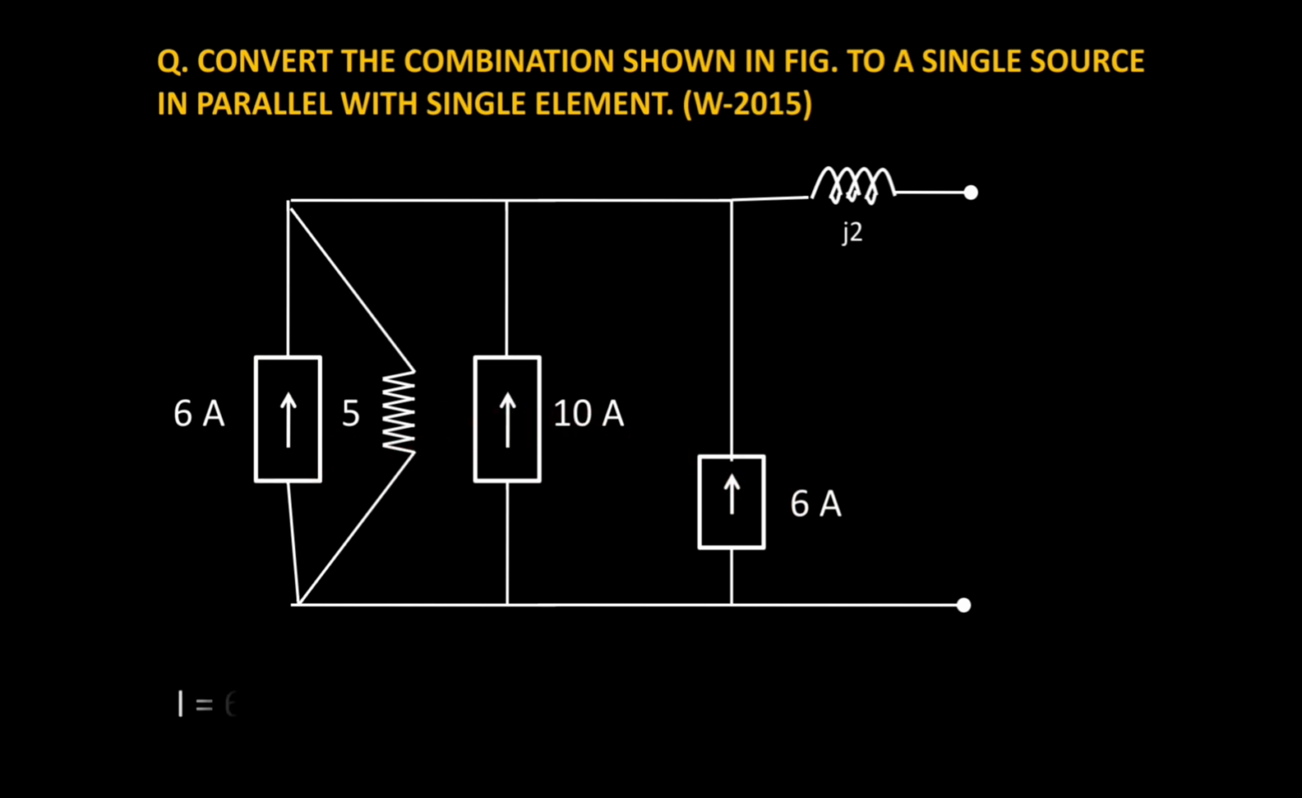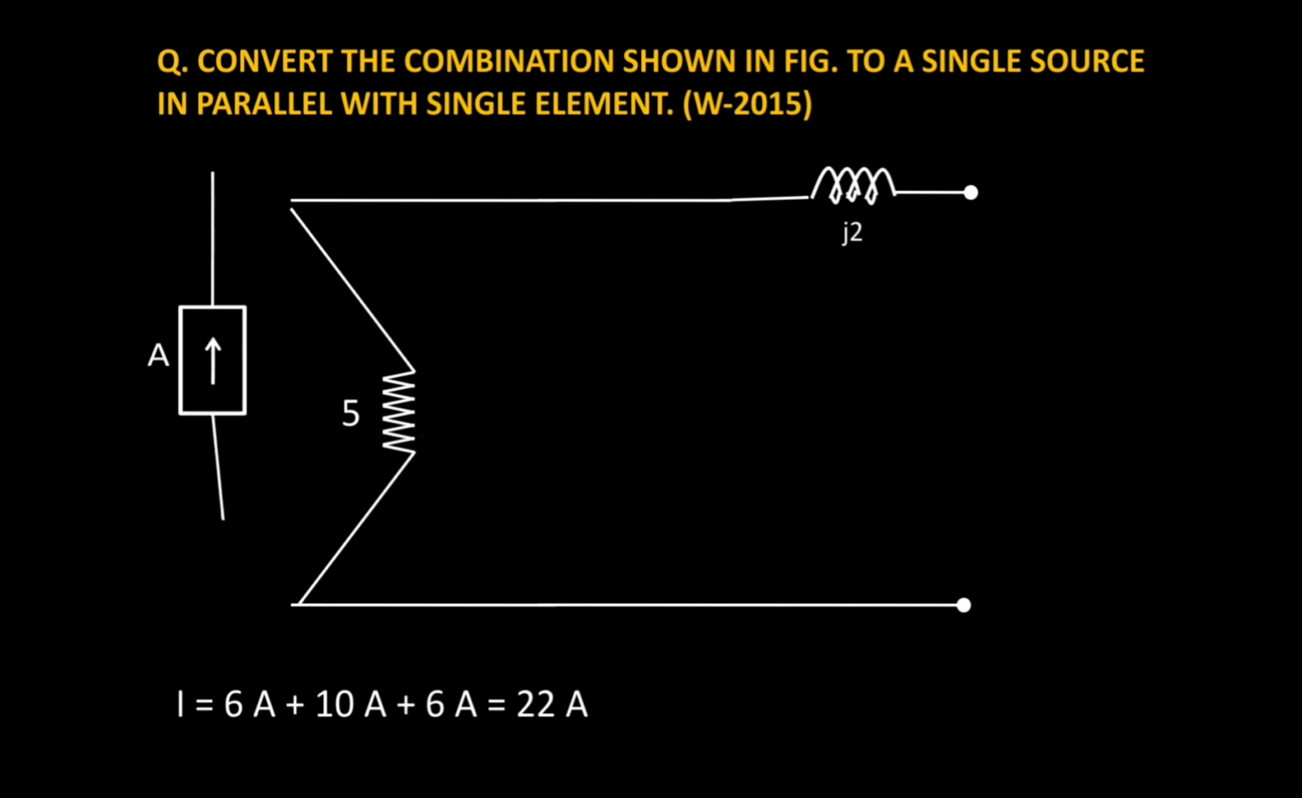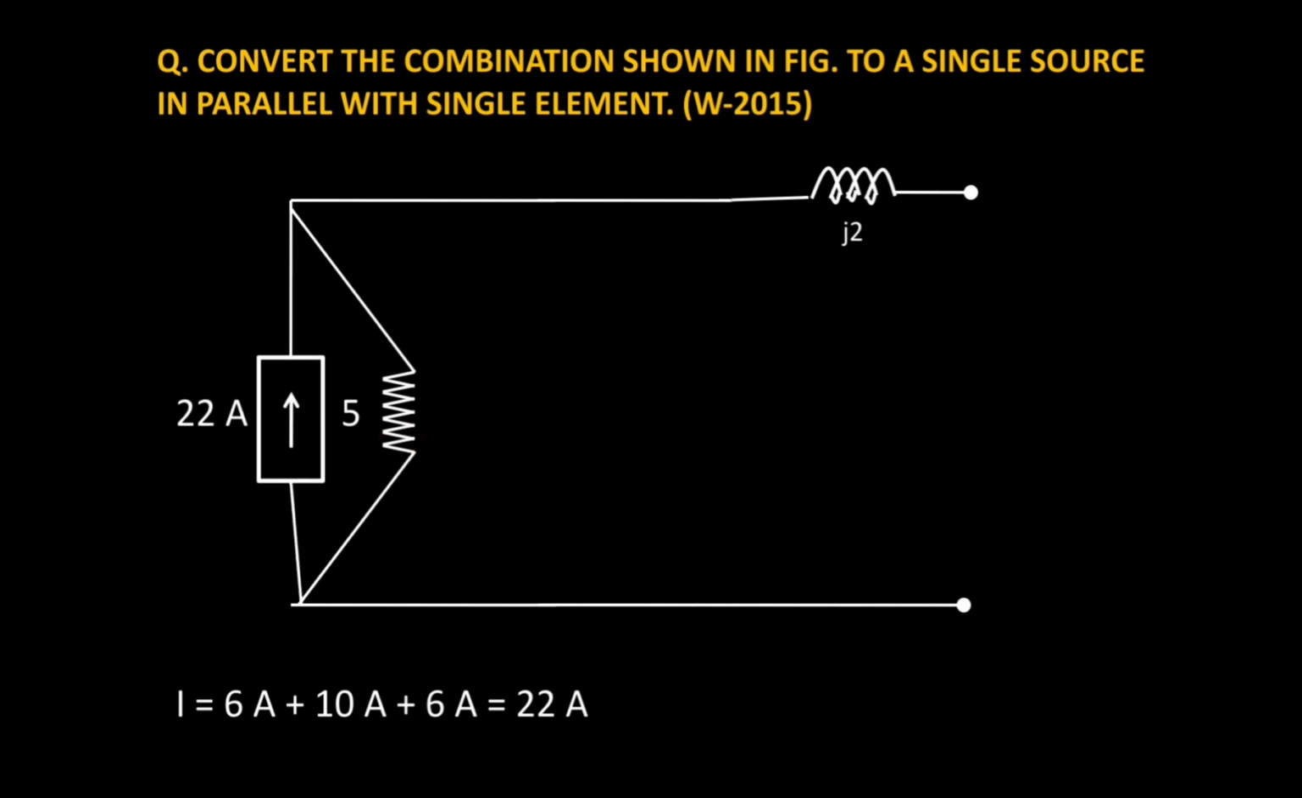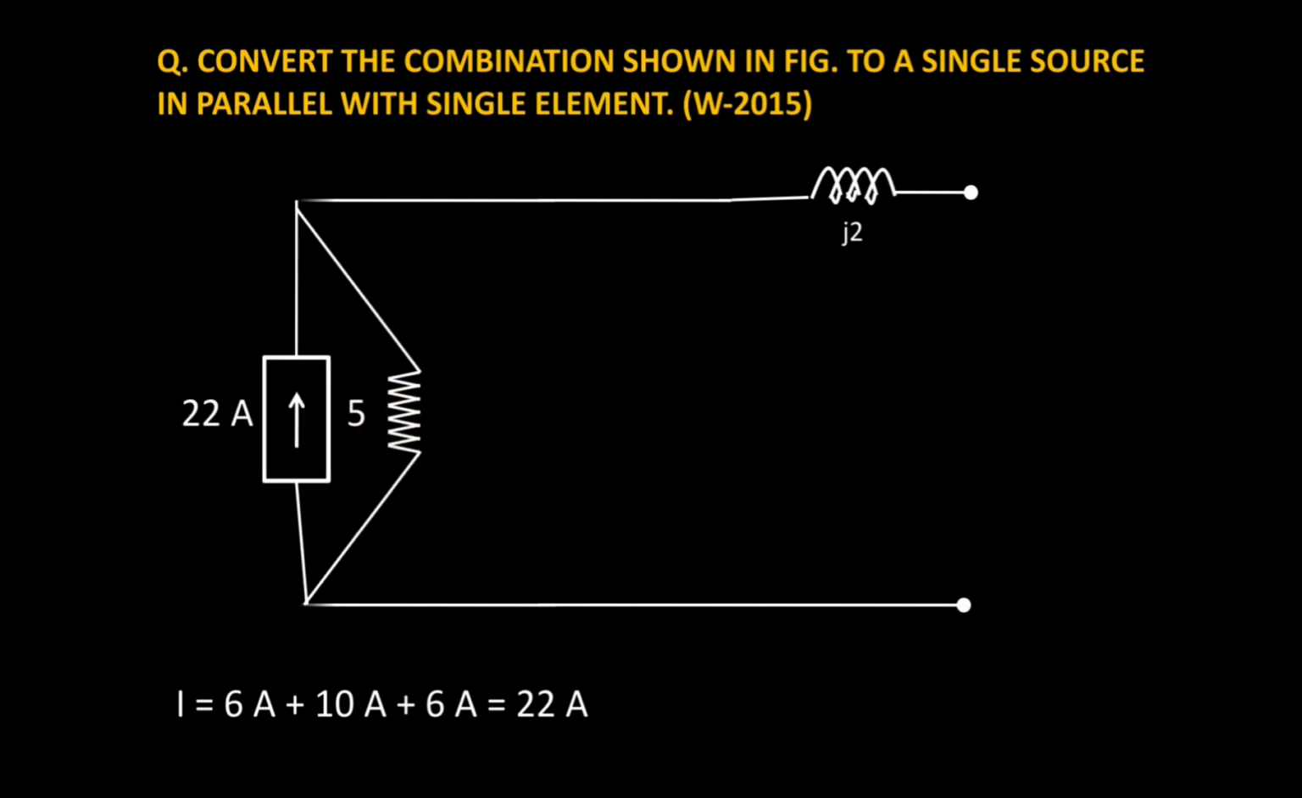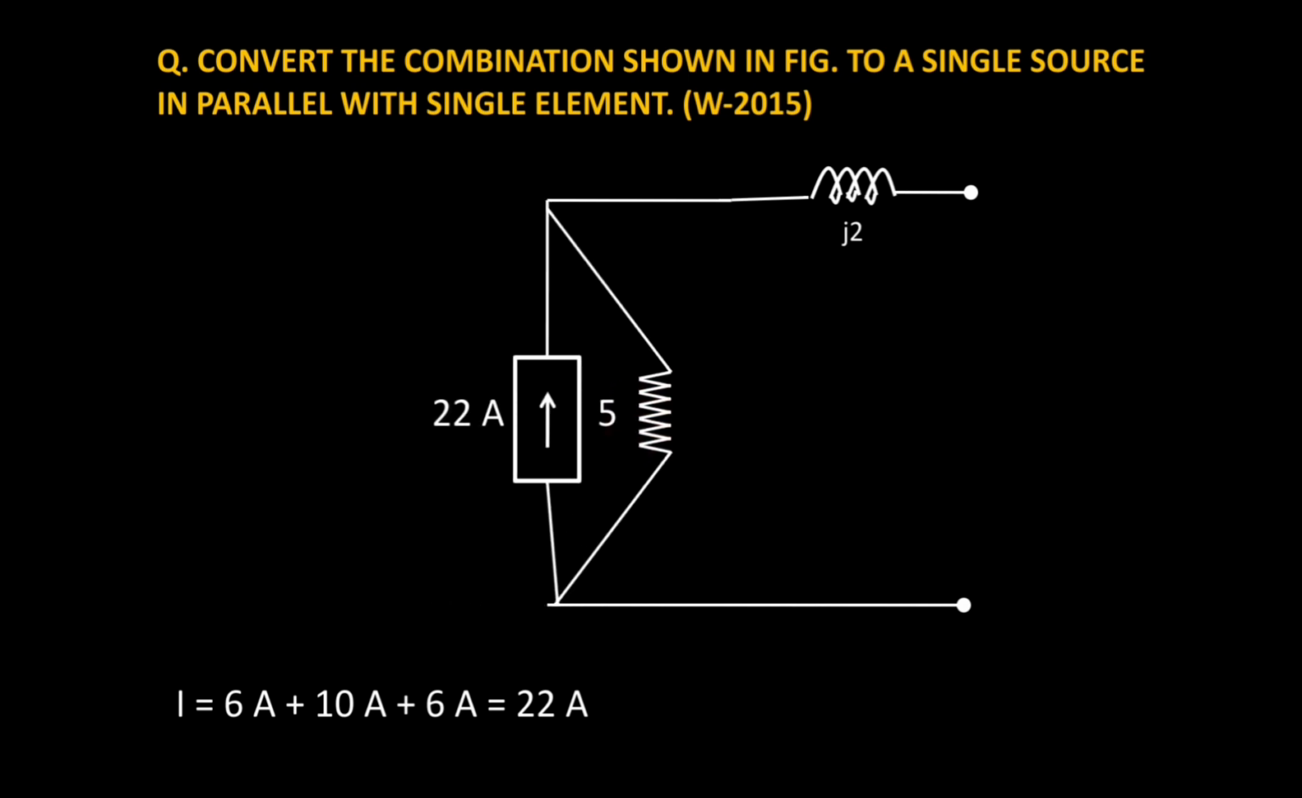So the total current will be 6 ampere plus 10 ampere plus 6 ampere, which is 22 ampere. So we can combine these 3 current sources into a single current source of 22 ampere, and the 5 ohm resistor will remain as it is. So we got the circuit like this.